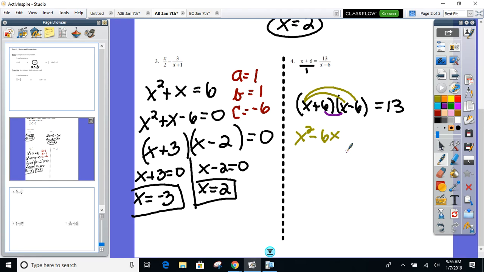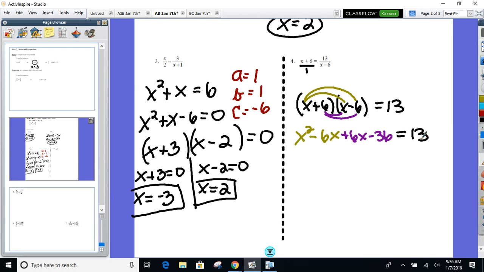6 times x. And finally, 6 times -6. -36, yep, equal to 13. Anybody see what you can combine on the left side? -6 and +6, what happens? See you later, they're gone. So I'm left with x squared minus 36 equals 13.